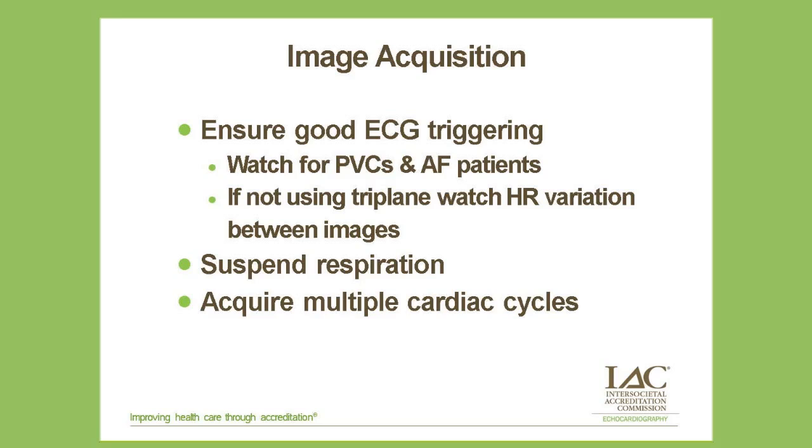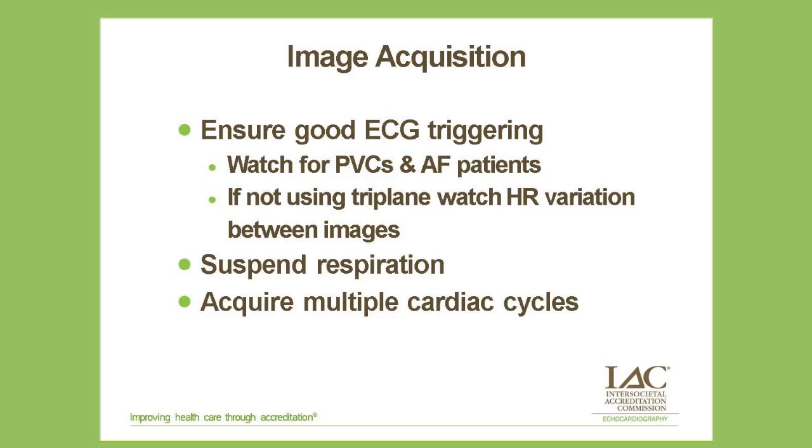AFib's probably a little easier to handle if you're utilizing triplane imaging due to the variations we get with that. So if not using a triplane, again, watch for your heart rate variation between the images because that's very important. We also ask that our patients suspend their respiration, whether we ask them to take in a small breath and hold their breath, or sometimes we'll ask them to blow out their air and just hold their air out. This kind of helps with the image quality of it.